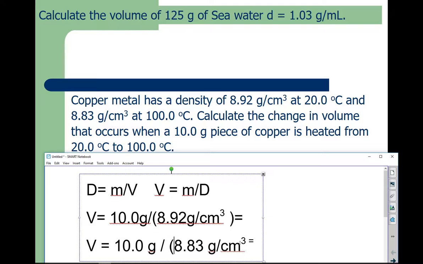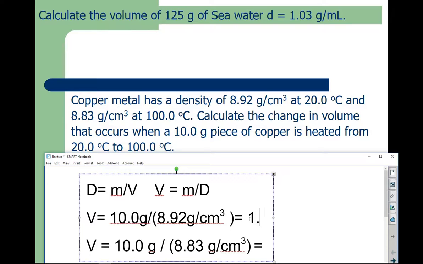We should end up with what unit? Centimeters cubed. And a centimeter cubed, you need to understand, is a milliliter. Okay, so that's 1 centimeter cubed is equal to a milliliter. Okay, so what do we get? Top one, who's got it done? Should be like 1 point something.